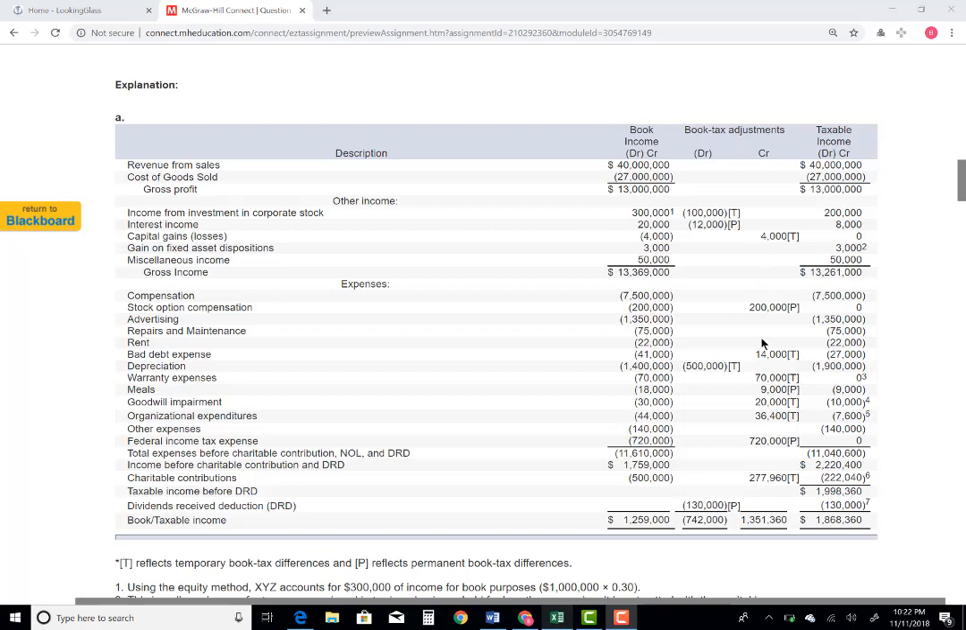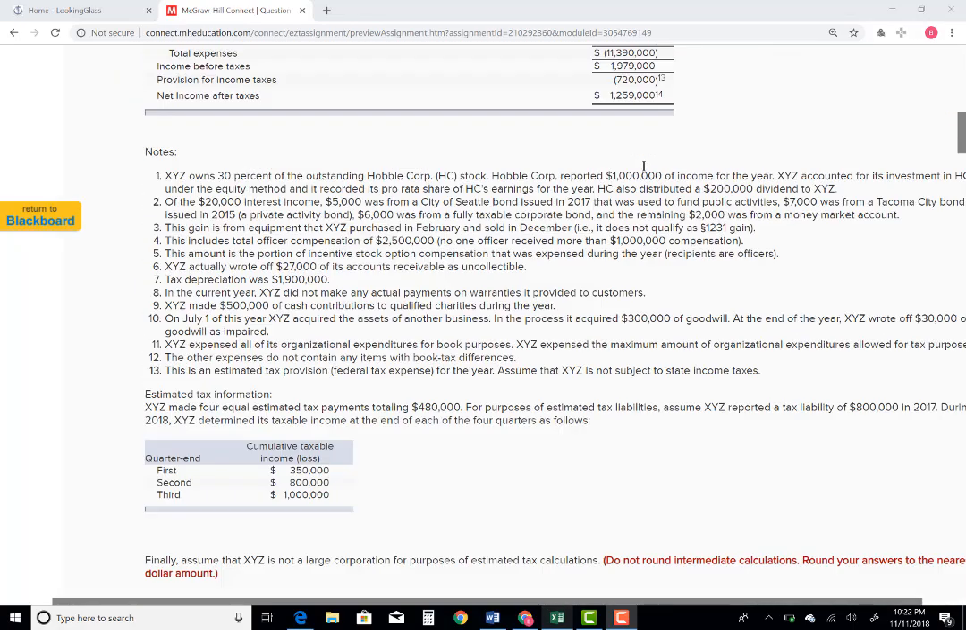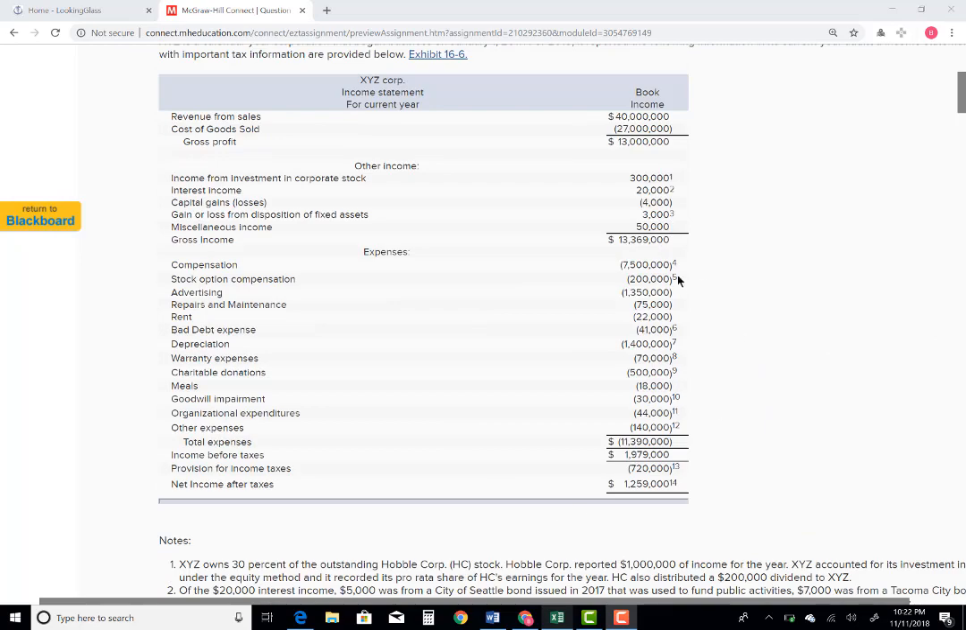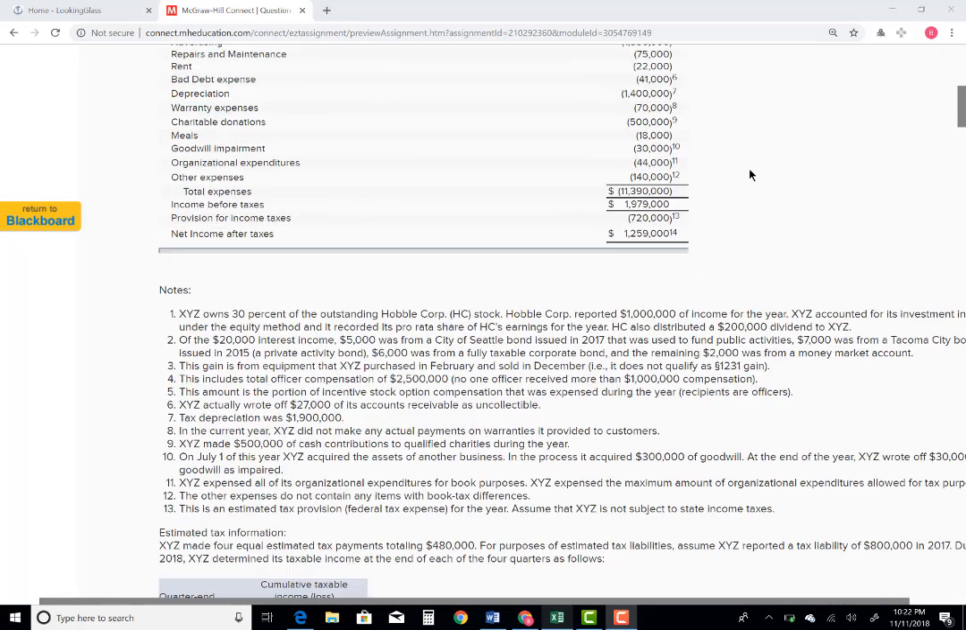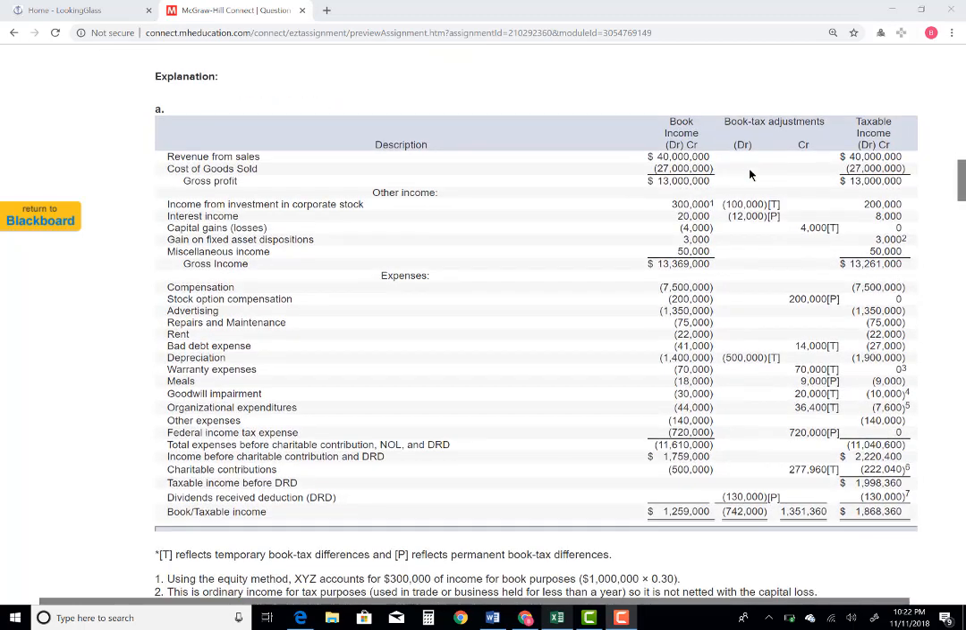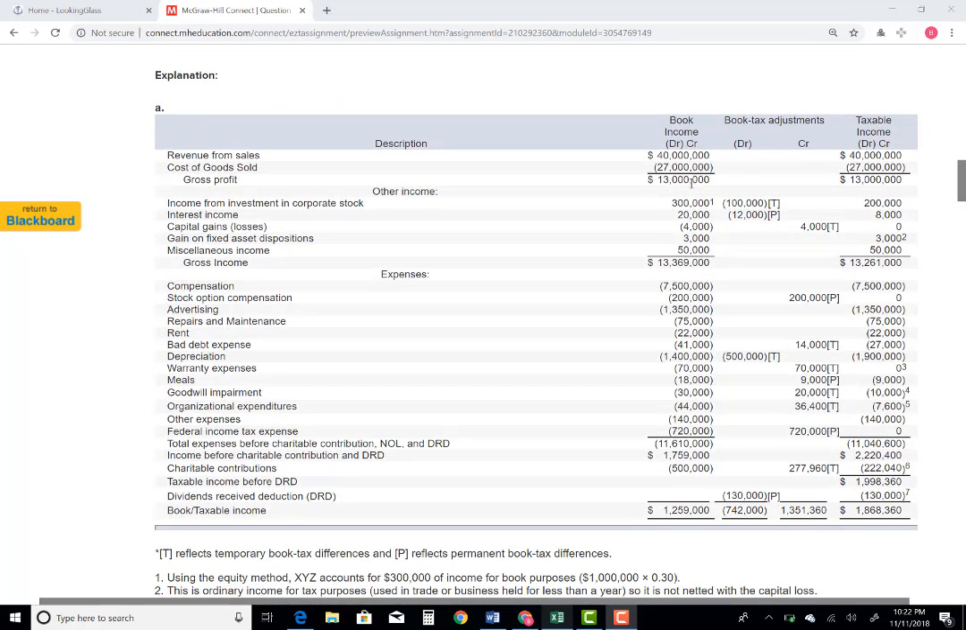Each time we have a little difference, I'm going to talk about that here. Notice our total revenue from sales was $40 million. I'm taking all this information from over here. So we have 40 million in sales. Our cost of goods sold was 27 million, so of course we deduct that, and we have a gross profit of 13 million. Notice that's the same for both book and taxable income.